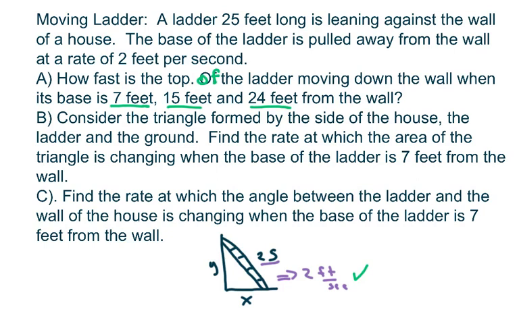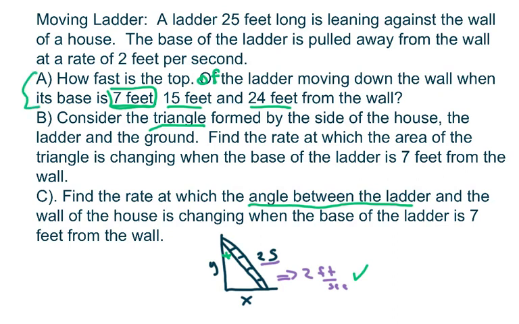And then we also have to consider the triangle formed, which we already did here. Find the rate at which the area of the triangle is changing when the base of the ladder is 7. So that would be this first one. And then we have to find the rate at which the angle between the ladder and the wall is changing. So right in here would be the angle. Okay? And we're going to do these three things.